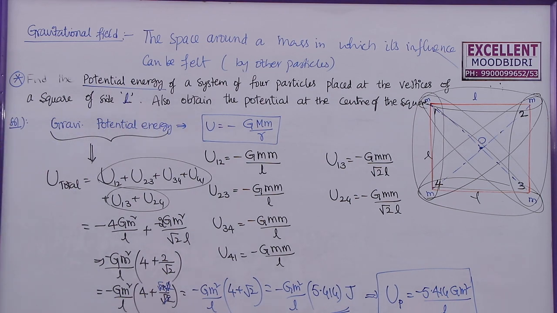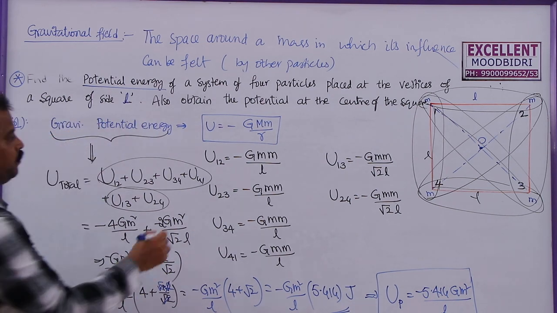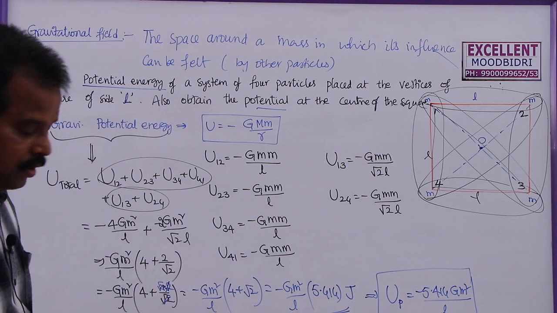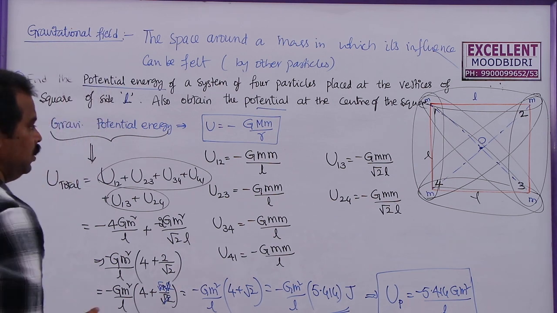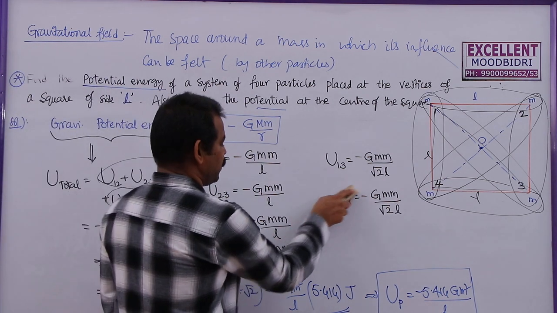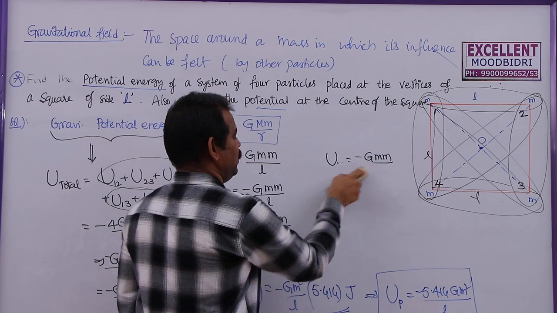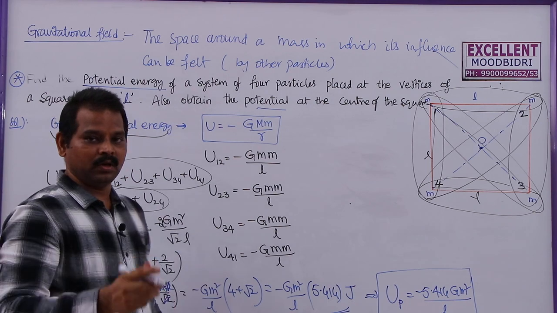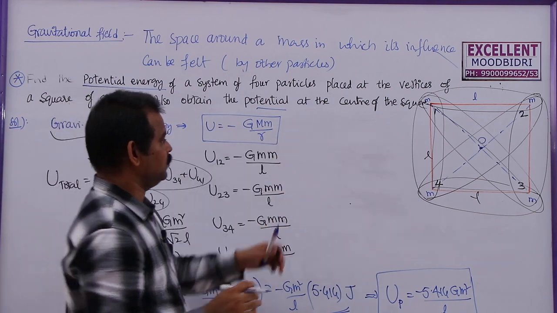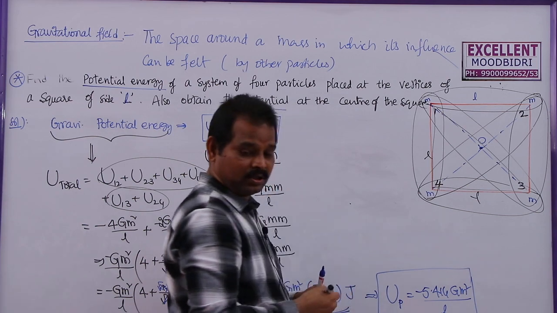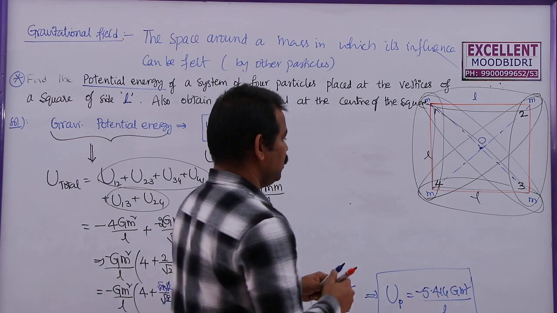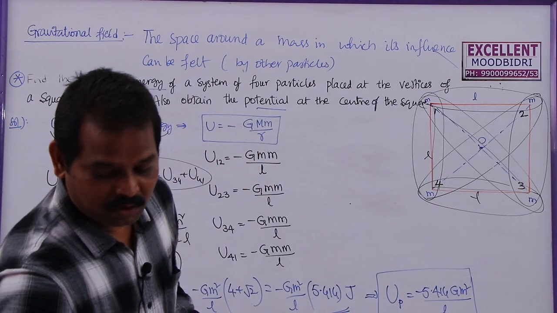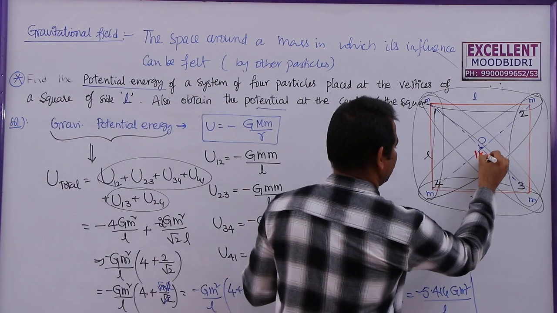So this is the potential energy of the system. Now we need the potential at the center of the square. How to find the potential at the center of the square? To find out the potential, I need to find out the potential energy at the center divided by unit mass. So whenever we are finding the potential, just assume that a unit mass is placed at that point. Here the center is the point. So at the center, if I consider a particle of 1 kg mass placed here.